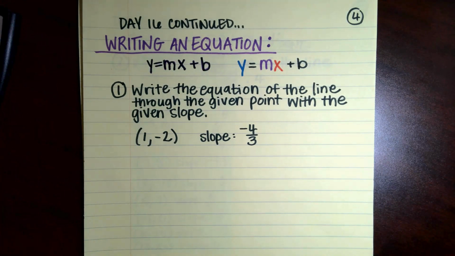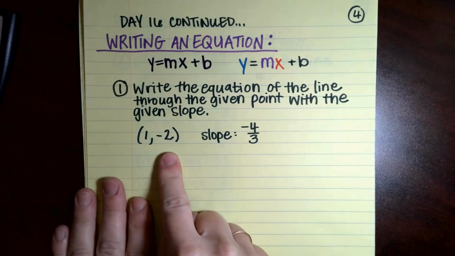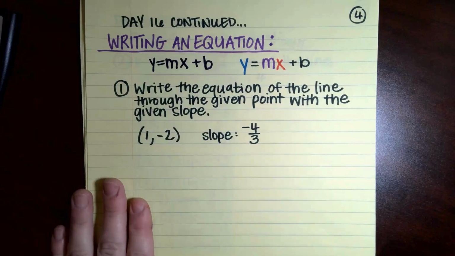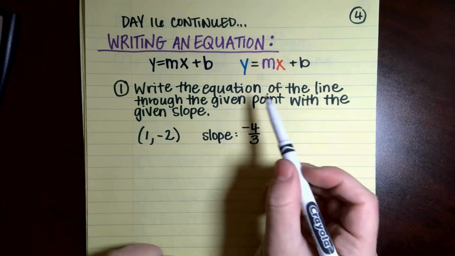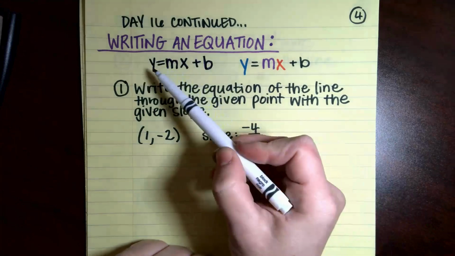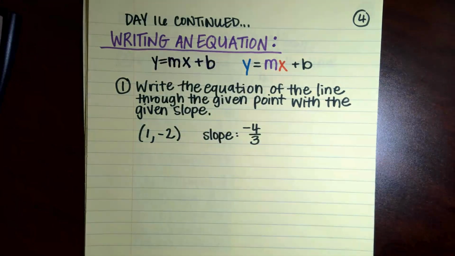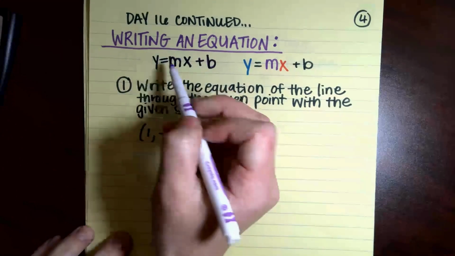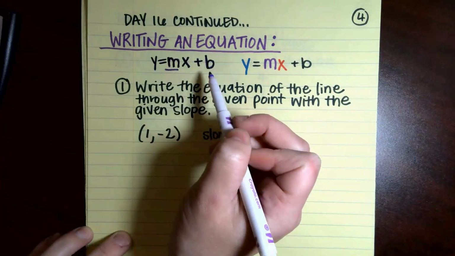So, let's say we are given a point and a slope, okay? So we want to remember that the equation that we are trying to write is going to look like this. Y equals m, or some number, mx plus b.